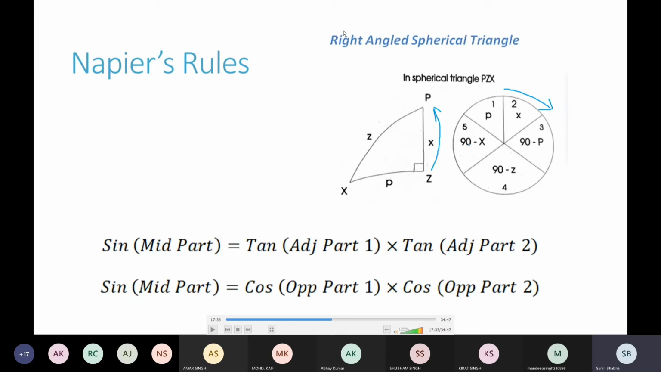Okay. So beta, any doubt you have in filling up of the circular diagram?